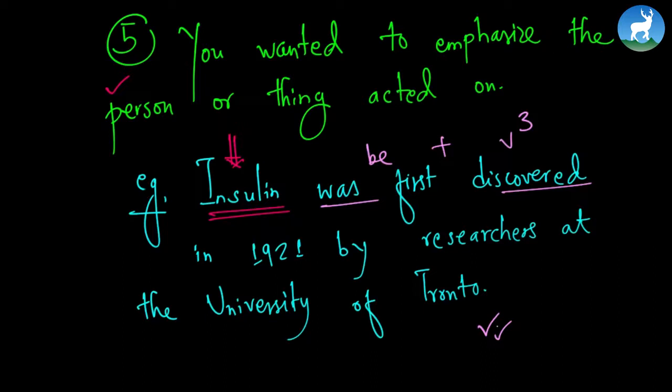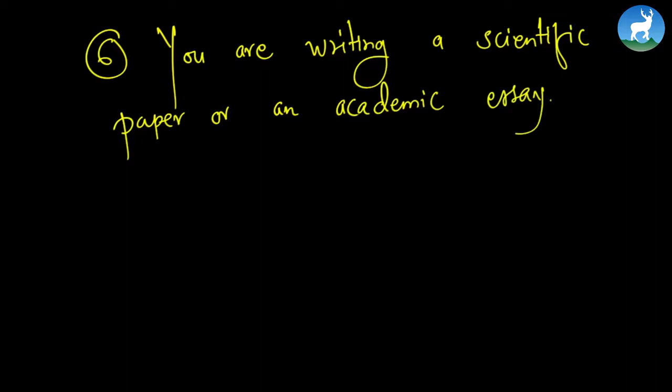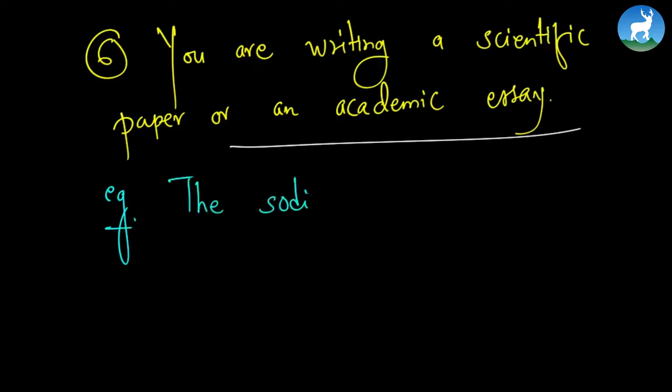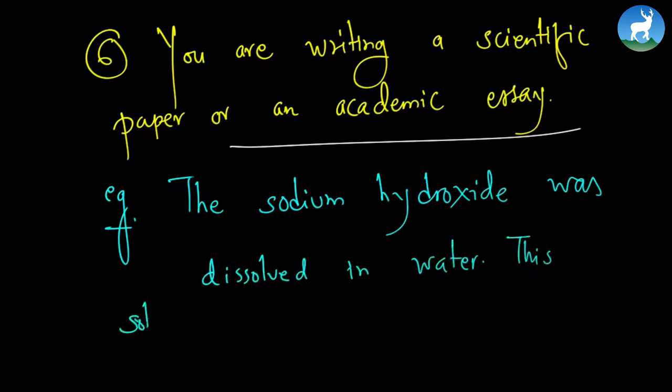Now the sixth use is you're writing a scientific paper or an academic essay. So let's say you're writing an academic essay, or maybe you're writing a scientific paper. The thing is, passive voice is often preferred in lab reports and scientific research papers, most notably in the materials and method section. So you'll know, if you study science, you write something like this: the sodium hydroxide was discovered. No, I don't mean discovered. I mean was dissolved in water. This solution was then titrated with hydrochloric acid.